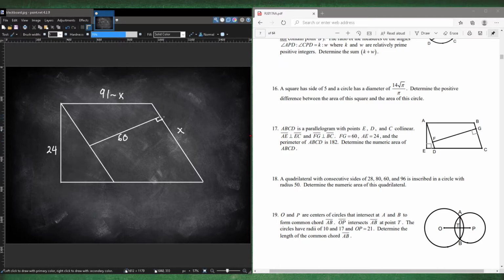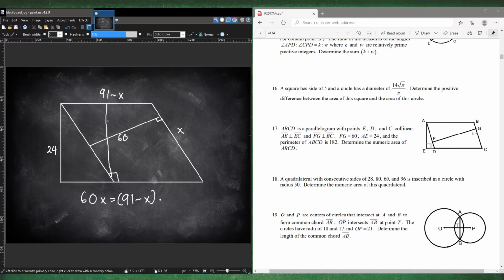So if we're thinking about this as our base, then what is our height? Well, it's 60. So 60 times x is our area. Now, what happens if this is not the base and this is the base now? So our base is 91 minus x. So what is our height now? Well, it's 24, right? Because if you draw a height, it's the same thing.